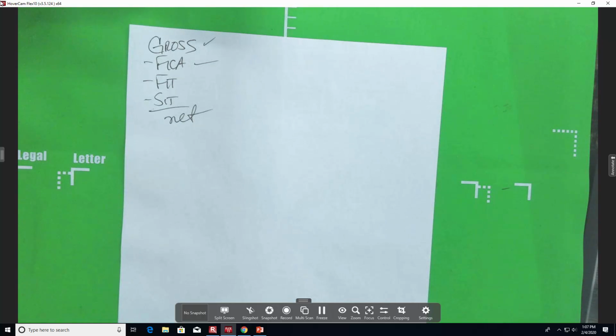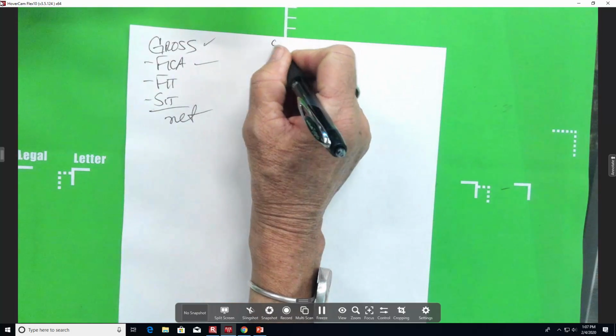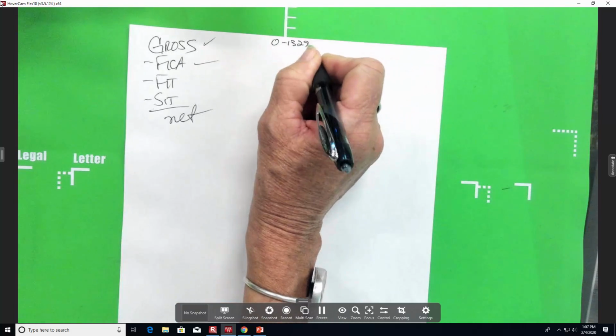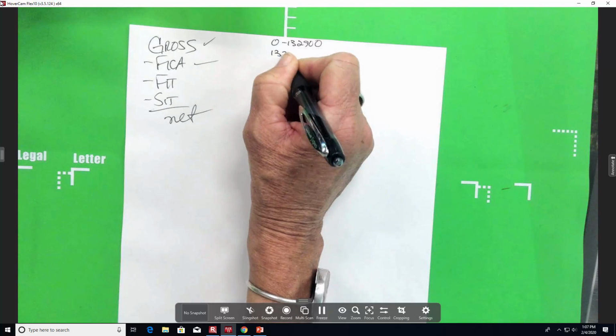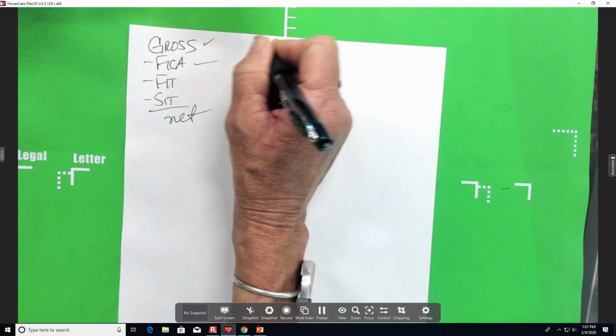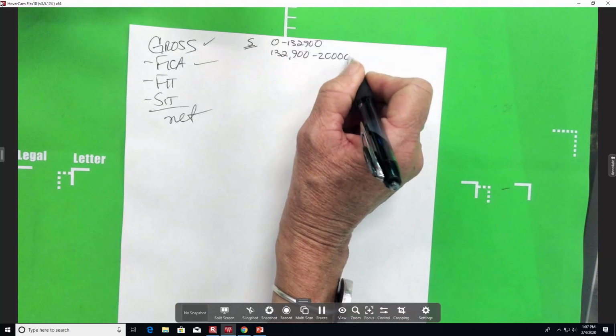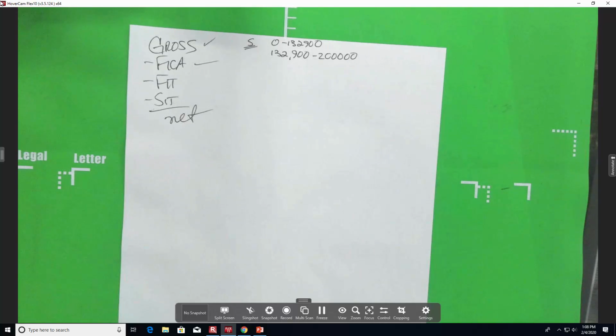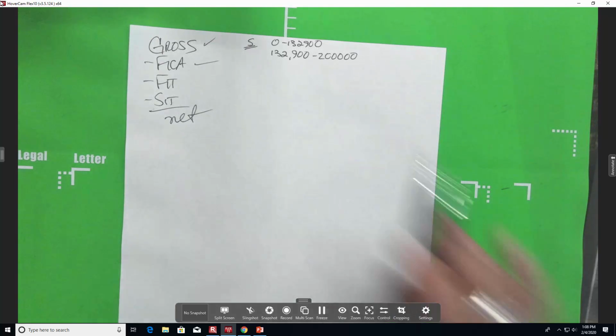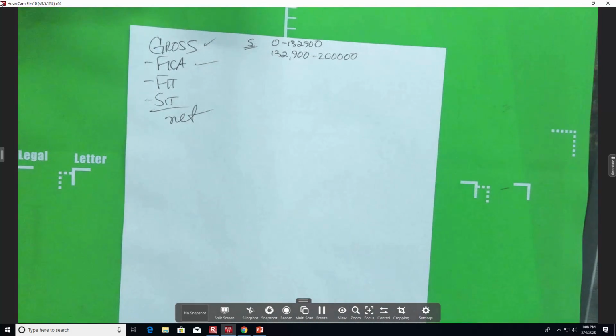7.65. There's nothing to talk about, is there? If they're between 0 to 132.9, and this is a single person, that's a whole other number, isn't it? All they're going to pay in that range is what? Between the 132.9 and the 200, 1.45.